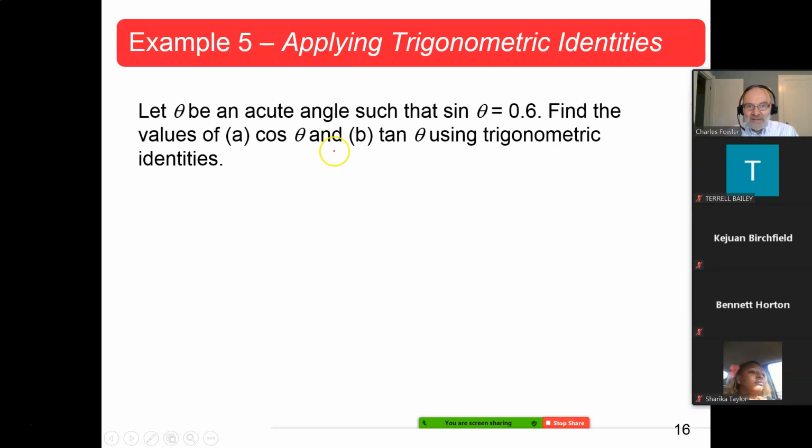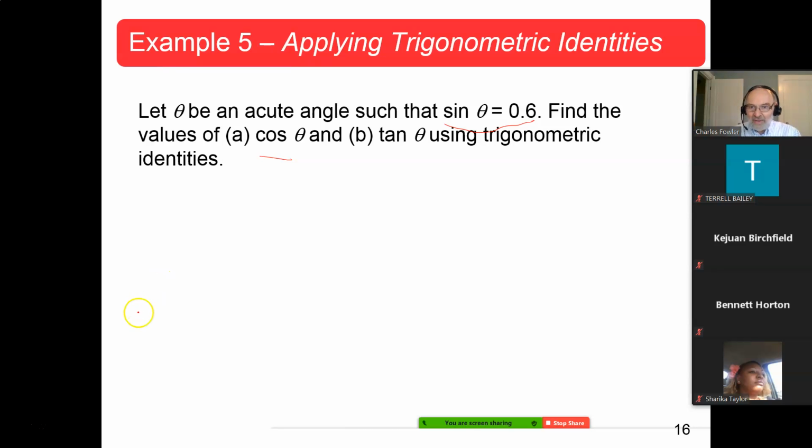If you know this, and you're looking for this, you need to find an identity that relates sines and cosines. Well, your reciprocal identities don't. They relate sines and cosecants and cosines and secants. That's out. Your ratio or quotient identities relate sines and cosines to tangents, but not necessarily to each other. So you have to use your Pythagorean identity.